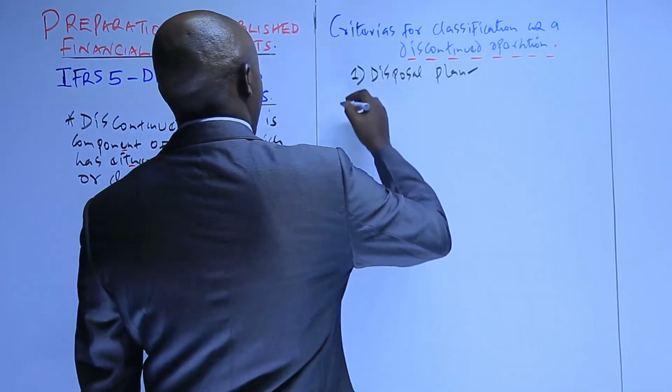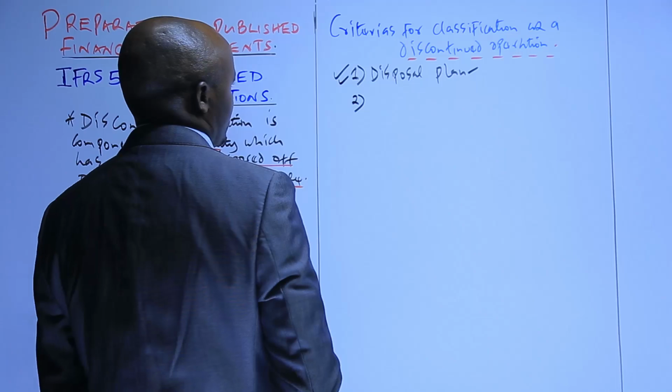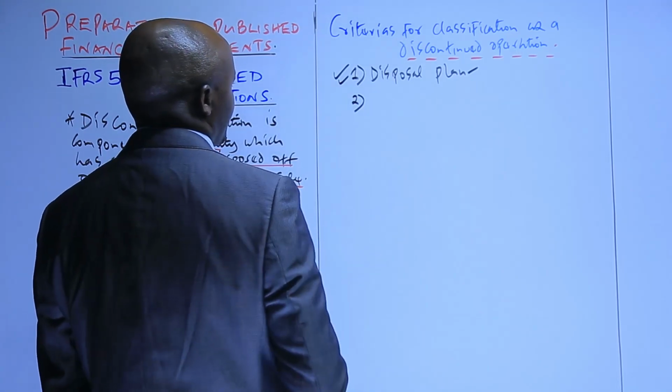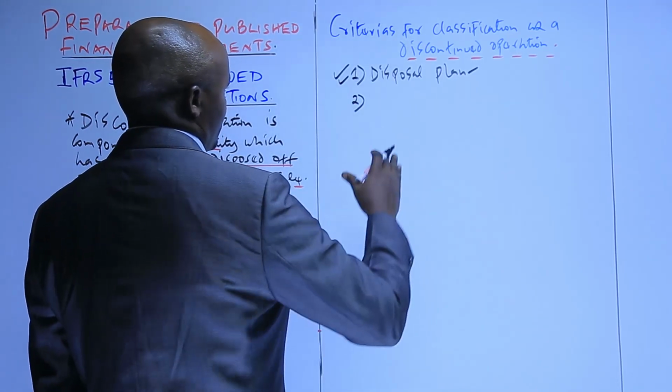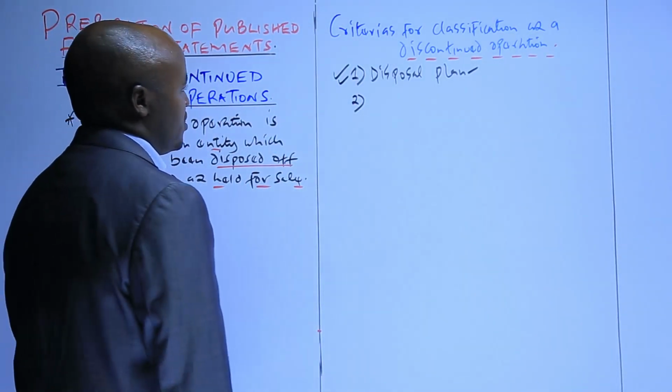So therefore, once a decision is made by the management of the company, the directors of the company, that an asset is to be sold, then automatically it qualifies to be classified as a discontinued operation.